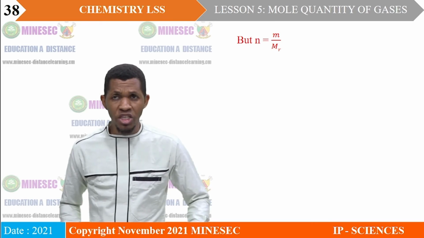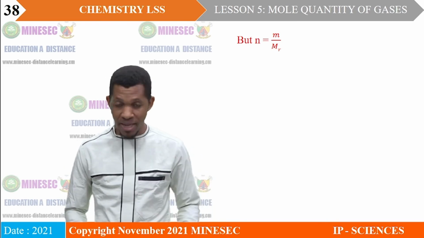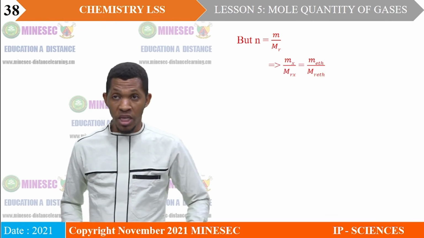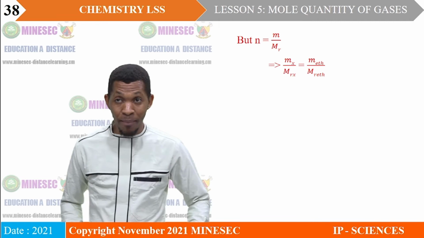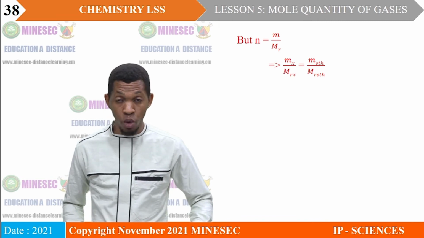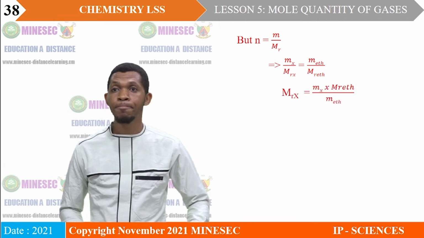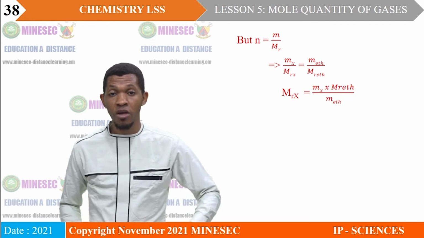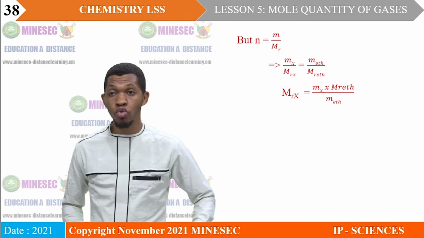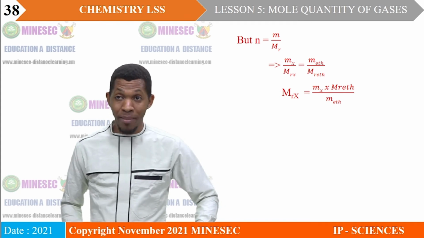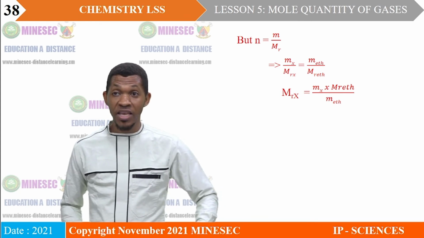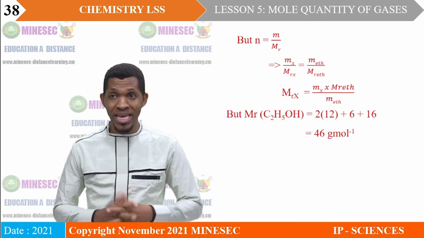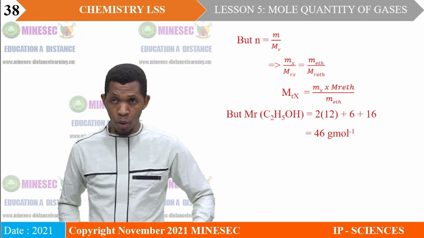Number of moles is equal to given mass divided by molar mass. Substituting this in the above equation, we have given mass of gas X over its molar mass will be equal to given mass of ethanol divided by its molar mass. Now, making the molar mass of the gas X the subject of the equation, we have molar mass of gas X is equal to given mass of X times the molar mass of ethanol divided by the given mass of ethanol. Now, the molar mass of ethanol is 46 grams per mole.